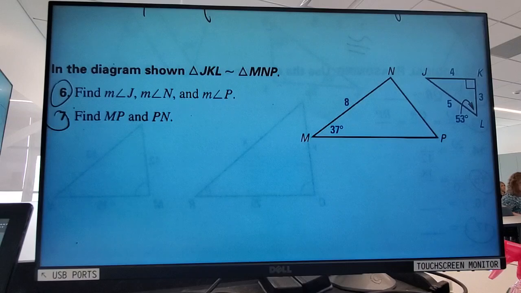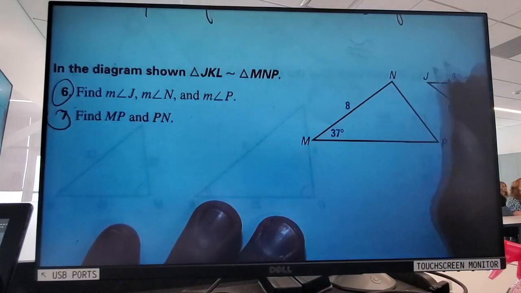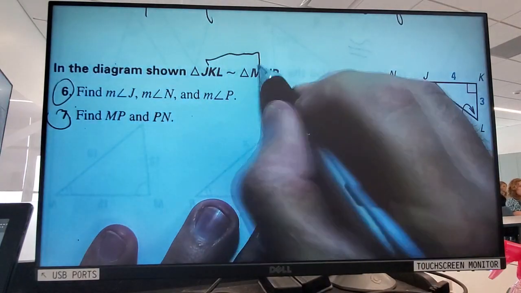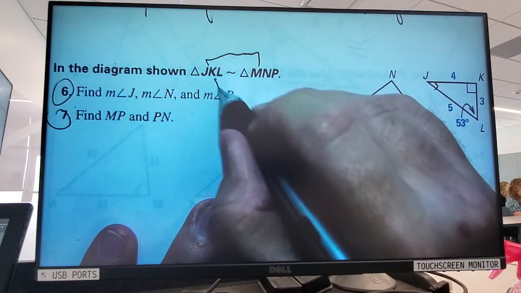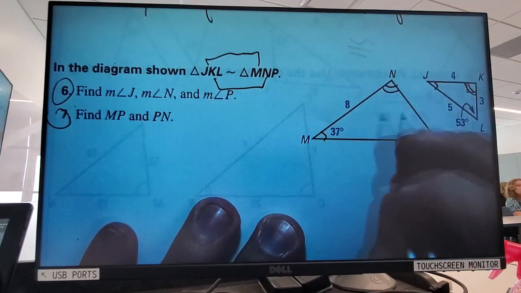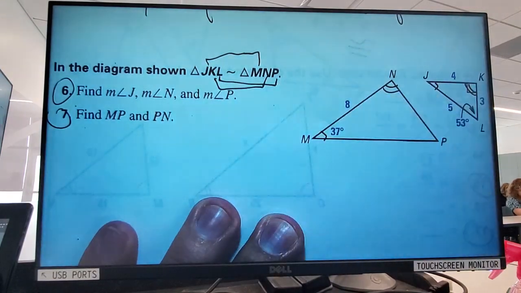This means that J corresponds to M and K corresponds to N. You guys got it with me? So when you write your similarity statement, you do have to be a little careful. You can't just throw down their names. You have to make sure you have a correspondence in the right way. So do you see how these triangles are rotated from each other? So I would immediately do this. J corresponds to M. K corresponds to N. And L corresponds to P.